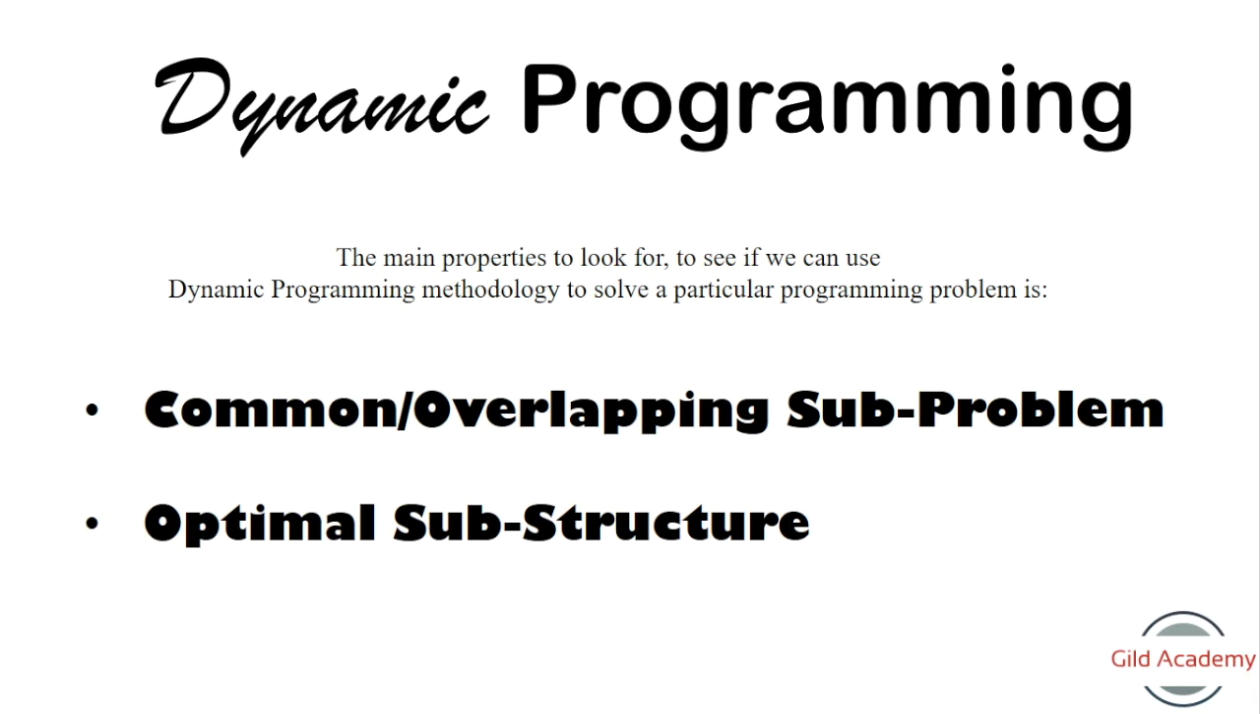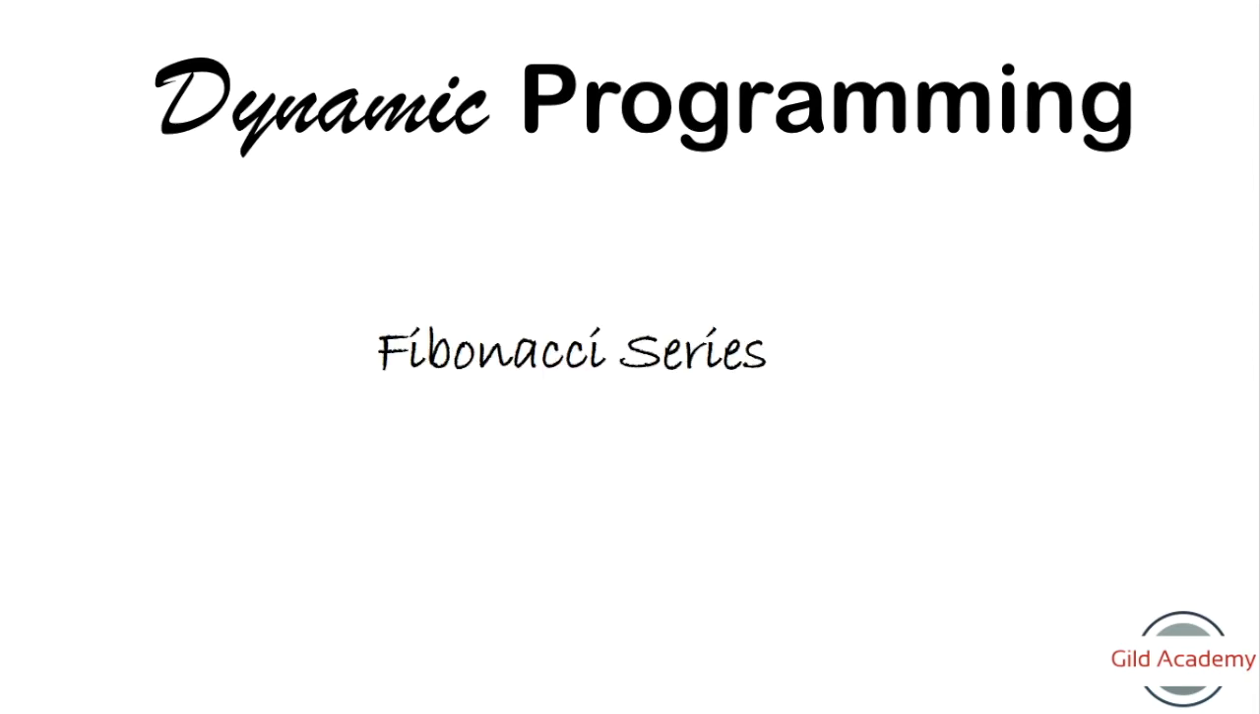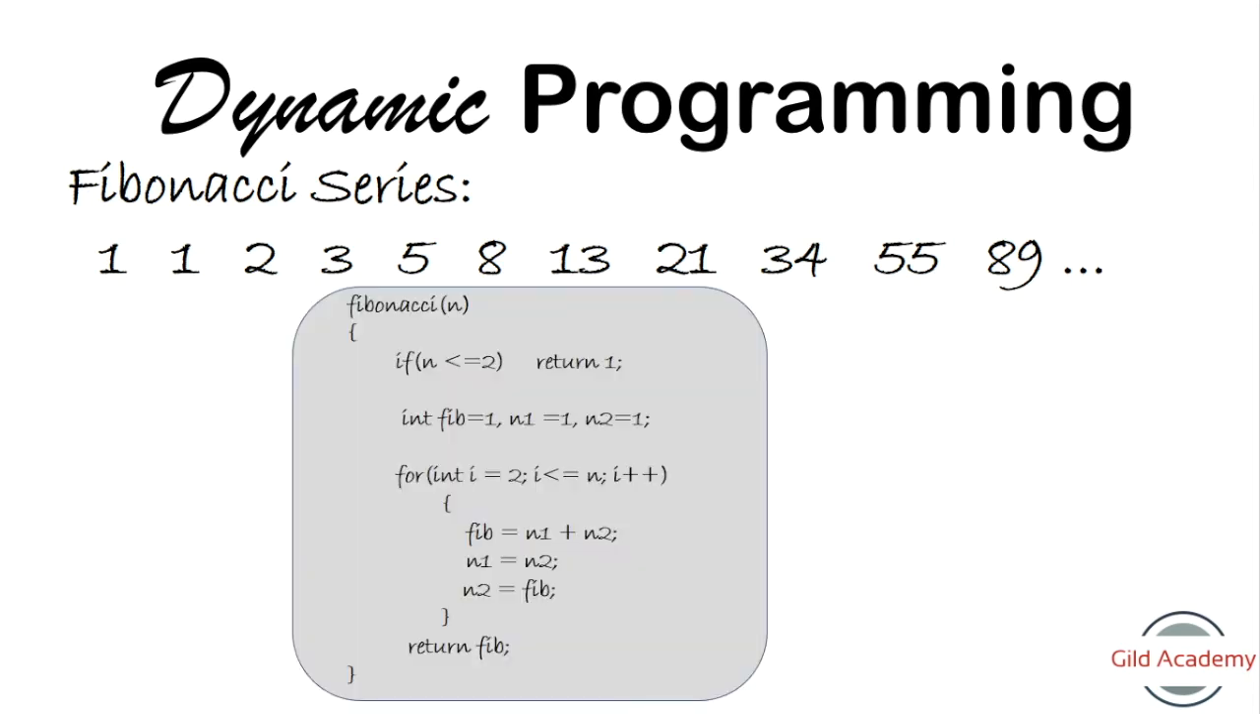Let's try to understand the problem of overlapping subproblems, and to do that we'll try to take an example. The example that we are going to take is that of Fibonacci series. As you might be aware, a Fibonacci series is a series of numbers that begins with 1, and any number in the series is basically the sum of the previous two numbers in the series. So if we are asked to write a code for this, we can very easily write a very simple implementation of the Fibonacci series, which might look somewhat like this.